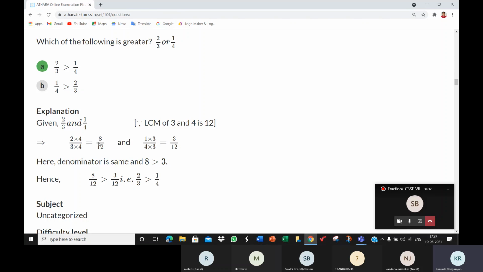8 by 12 represents which fraction? 2 by 3, fraction 2 by 3. Very good, 2 by 3. 3 by 12 represents which fraction? 1 by 4. So how do we compare? I'll come from the beginning.